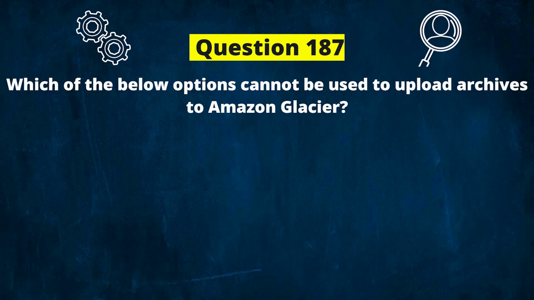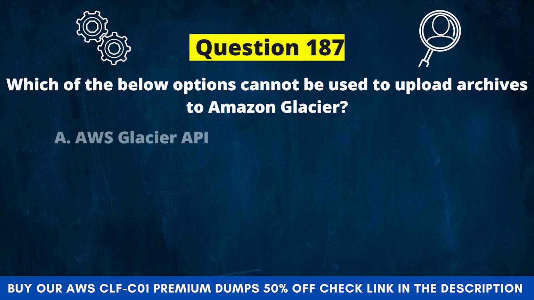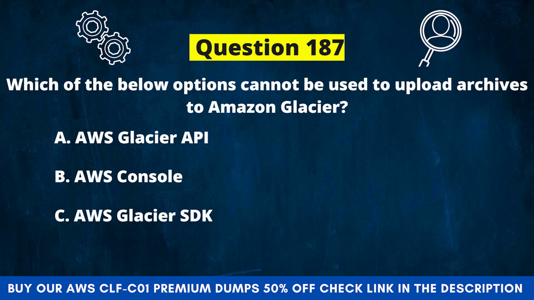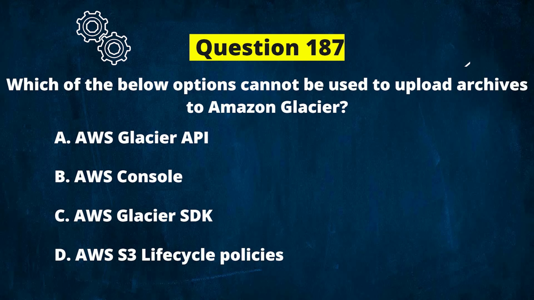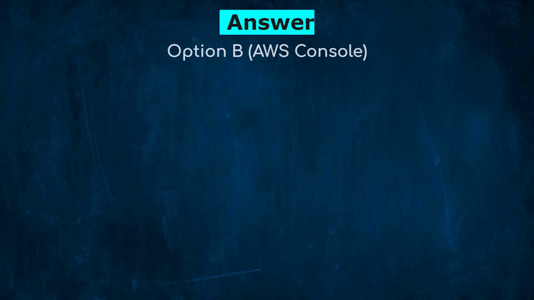Question 187. Which of the below options cannot be used to upload archives to Amazon Glacier? And the options are A. AWS Glacier API, B. AWS Console, C. AWS Glacier SDK, D. AWS S3 Lifecycle Policies. And the correct answer is option B.